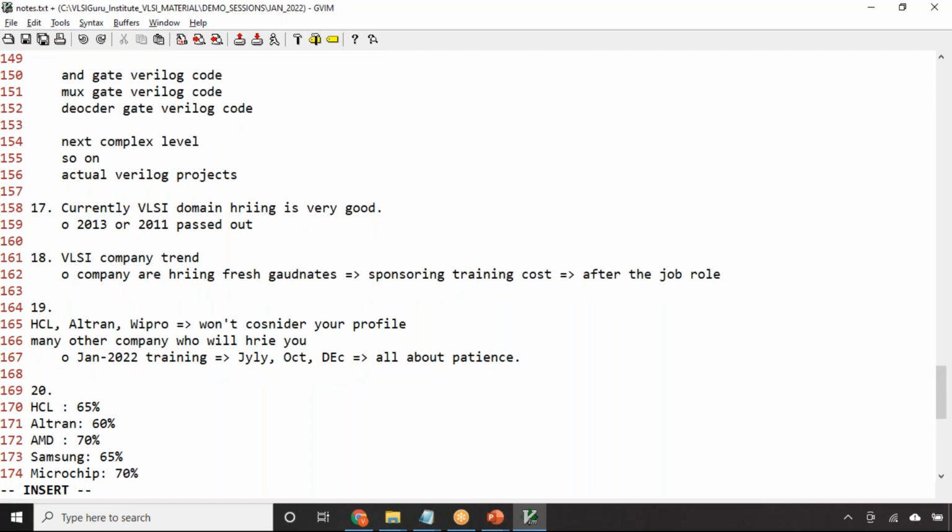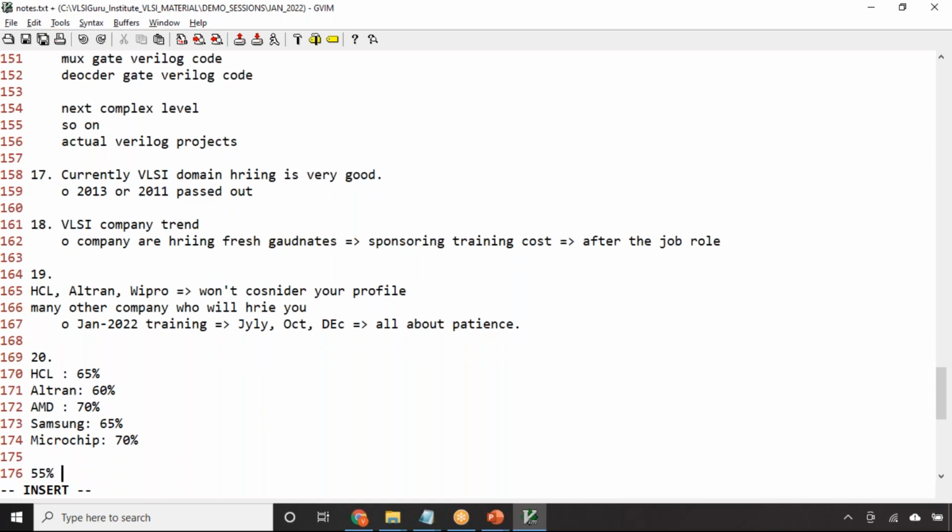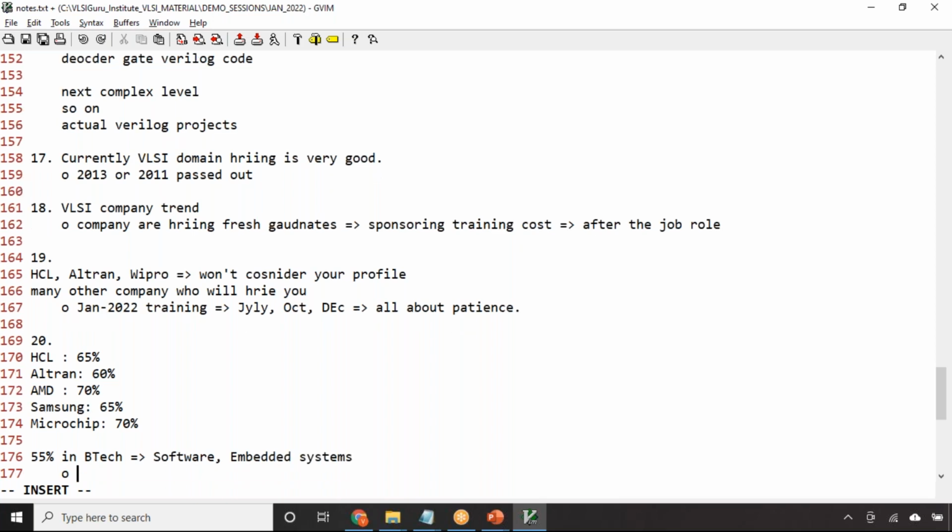But then you will face difficulty in every domain. Let's say someone has 55% in BTech, that person will face difficulty in a software job also. Even if you go to the software domain, companies will look at percentage there also. Even if you go to the embedded systems domain, you will find the difficulty. Only suggestion is forget the past. Focus on now and become very good with the subject.